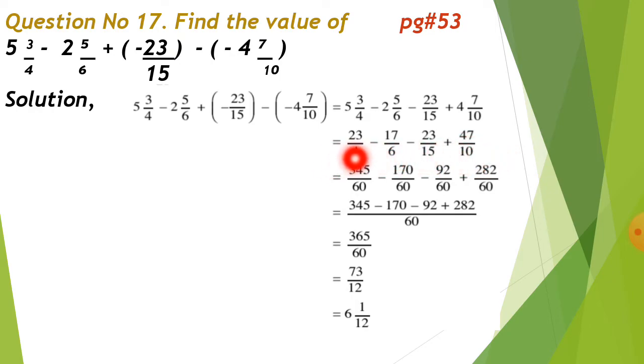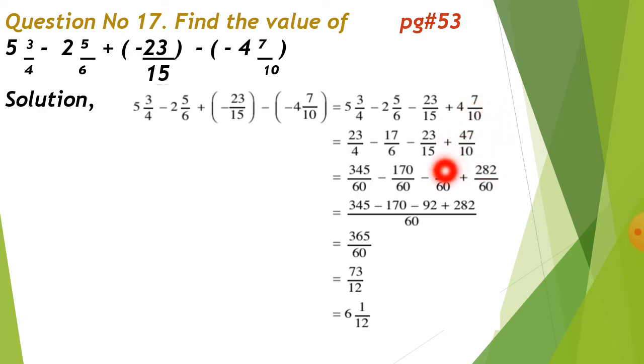Now we are going to take the LCM of the denominators of these 4 numbers. We will get 60, 60, 60 and 60. 60 is going to be divided by 4, we will get the number, and it will be multiplied by 23, that is 345. The same procedure, 60 is going to be divided by 6, 6 ones are 6, 6 tens are 60, 10 is going to be multiplied by 17, that is 170. The same, 60 is going to be divided by 15, and that is going to be multiplied by 23, and it is 92.